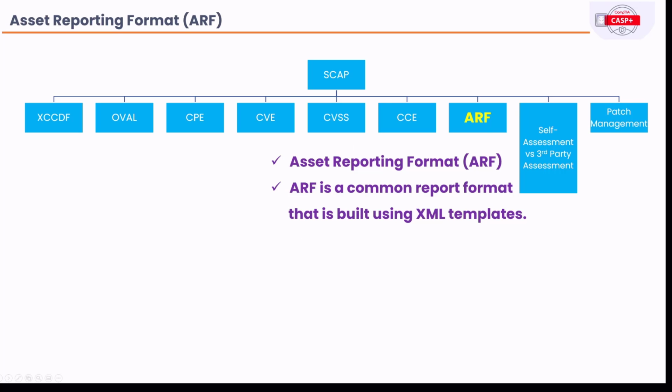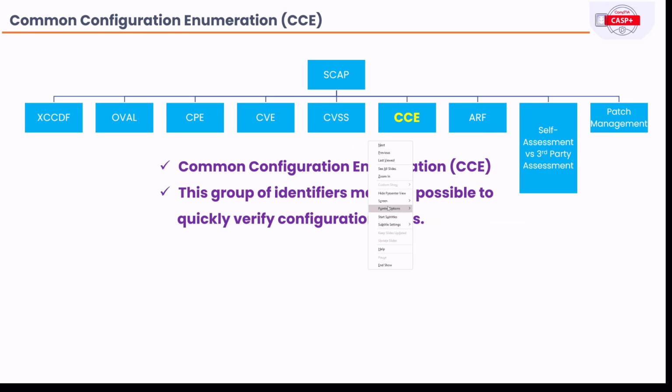Okay, next is CCE. Sorry about that. Or Common Configuration Enumeration. So this group of identifiers makes it possible to quickly verify configuration items. Only software configurable items are currently covered by this specific standard. This standard enables the creation of templates using a common structure. So for the Microsoft Windows operating system, a standard set of identifiers is published. And as a result, template files that can be used with SCAP scanners can be created.